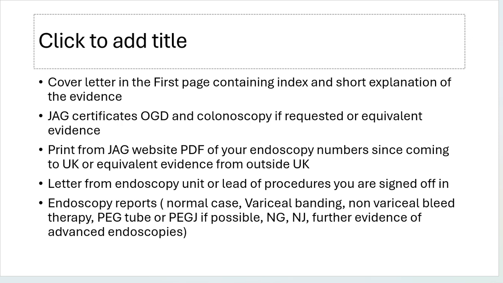As you see now, we include evidence from different angles. We call this triangulation, different angles showing your skills. Rotas, letter from the lead, JAG certificate, evidence of number of endoscopies you did, examples of endoscopy reports to show you have the skills, and you summarize to them what skills you can do. We call this triangulation. The same evidence proved from different angles.